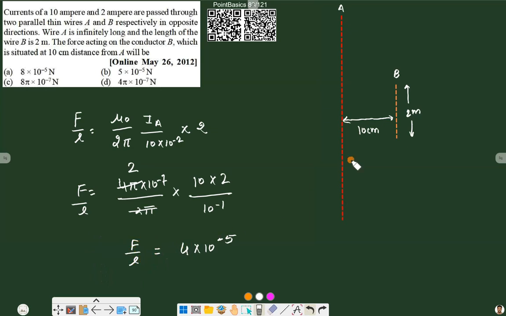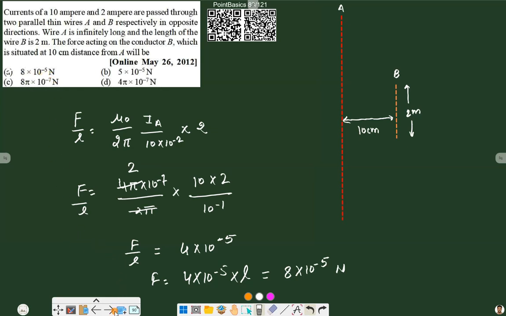Now the length of the conductor B is 2 meter. So force will be force per unit length into length. Putting the value of length equal to 2 meter, we will have the answer 8 into 10 raised to power minus 5 Newton. So option A will be the right answer here.